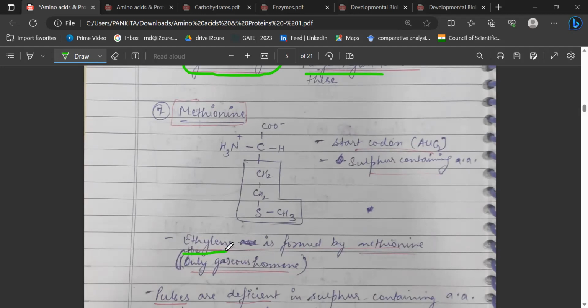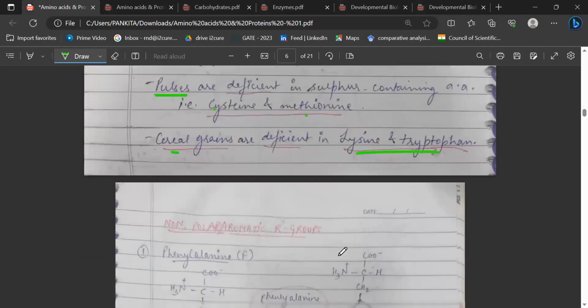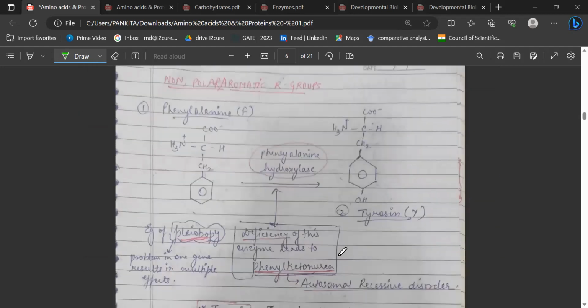So ethylene, which is the only gaseous hormone, is formed from methionine. Now, again, general information: pulses are deficient in the sulfur-containing amino acids, that is cysteine and methionine, and cereal grains are deficient in lysine and tryptophan. Moving on to the non-polar aromatic R group amino acids.